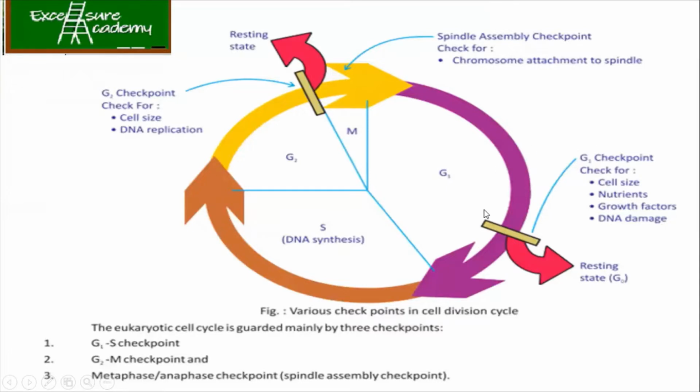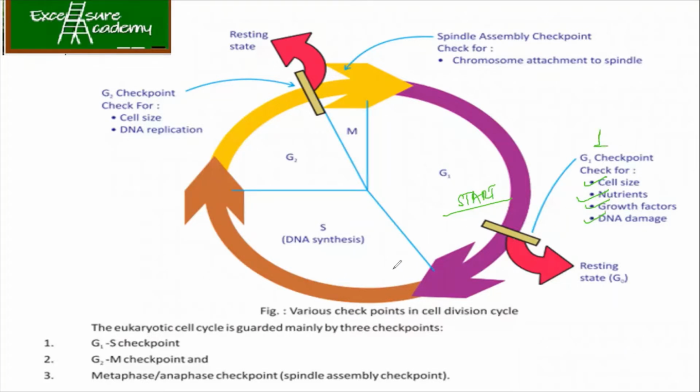Now for G1, as I mentioned before, we have this start point, or we also say the restriction point. This is the first stage where you have a checkpoint, known as the G1 checkpoint. It ensures that the cell size is correct, nutrition is available, growth factors are there, and there is no DNA damage before the cell enters the DNA replication phase. So the first checkpoint is your G1 checkpoint.